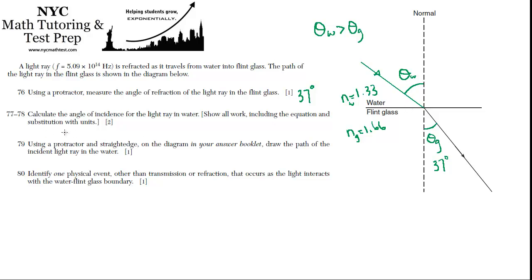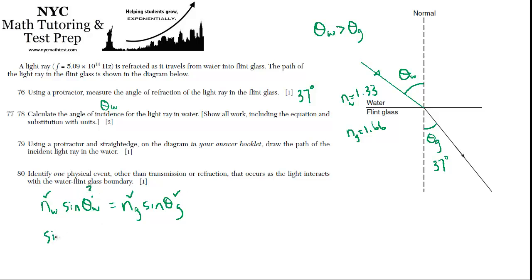Okay, now let's do the Snell's law calculation. They want us to find that angle of incidence. That's theta W that they want us to find for the light ray in the water, and show the work. So the equation for Snell's law is N1, well actually I'm going to use the symbols for water and glass. So N water sine the incident angle in the water equals N for the glass times the sine of the incident angle with the glass. And we know these indices of refraction, and we know the angle in the glass, we just don't know the angle in the water, so that's what we're going to find.